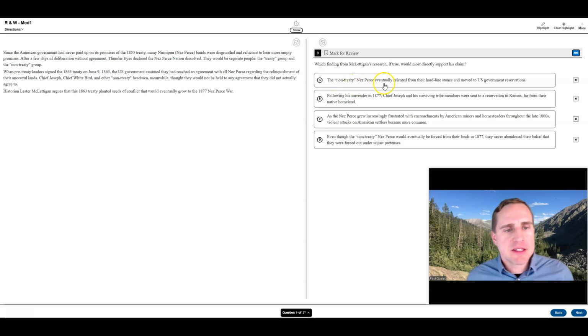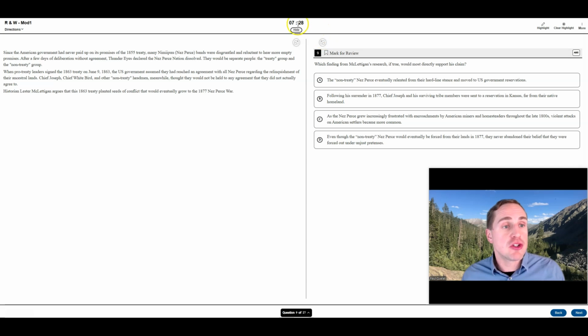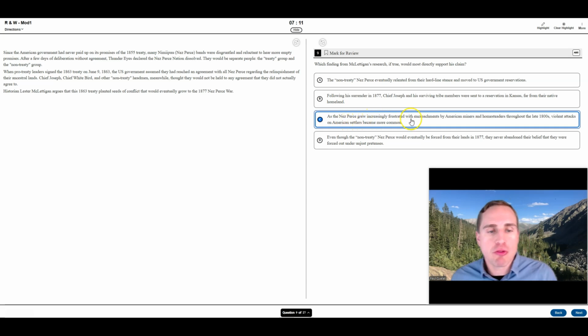So is it the non-treaty Nez Perce eventually relented from their hardline stance and moved to U.S. government reservations? Okay, so we're going to have a timer here just because we're low on time, and I'm going to go through these last couple somewhat quickly. So remember, we have these two groups. We have the treaty group and the non-treaty group. So which would most directly support his claim? That's McLettigan's research. That'd be C. As the Nez Perce grew increasingly frustrated with encroachments by American miners and homesteaders throughout the late 1800s, violent attacks on American settlers became more common. And so that would be seeds of conflict to lead to this Nez Perce War.